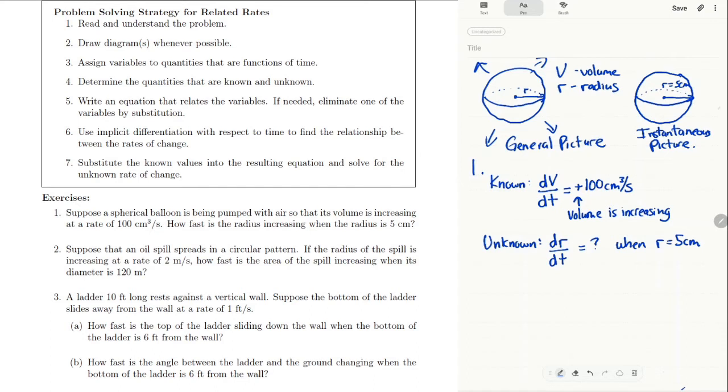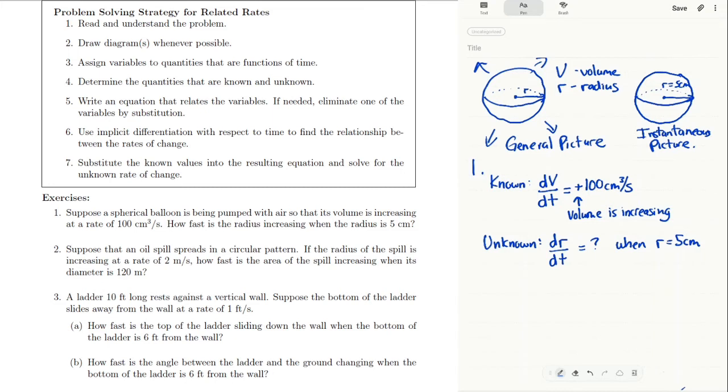So now the next step is to write an equation that relates the two variables that we're interested in. One is the volume of a balloon, and the other is the radius. So what is the relationship between the volume of the balloon and the radius of the balloon?